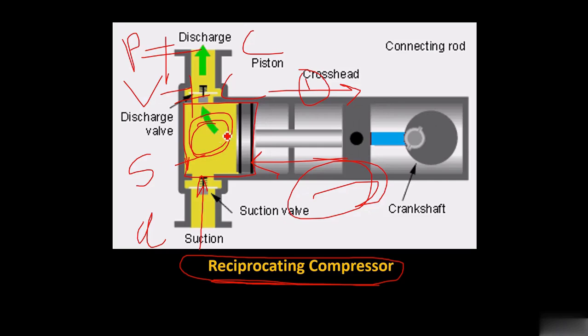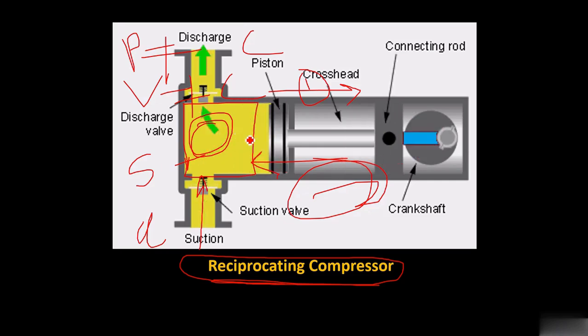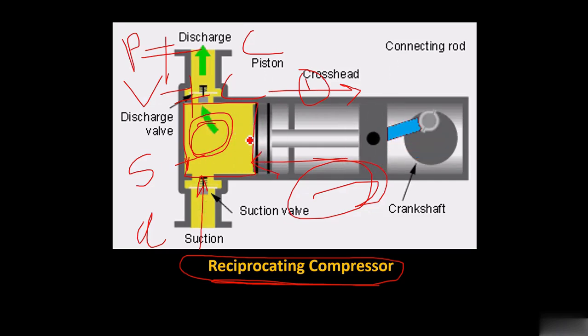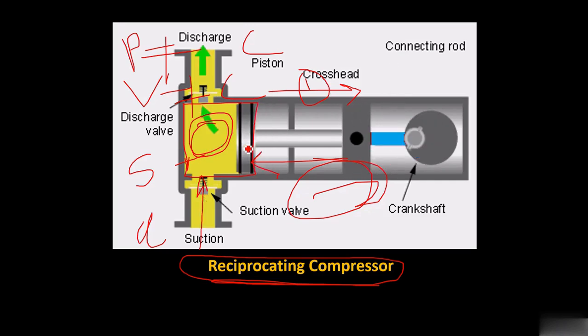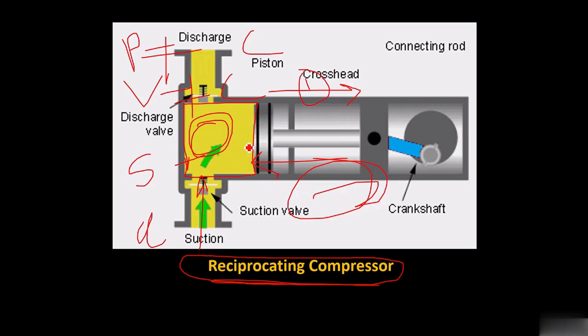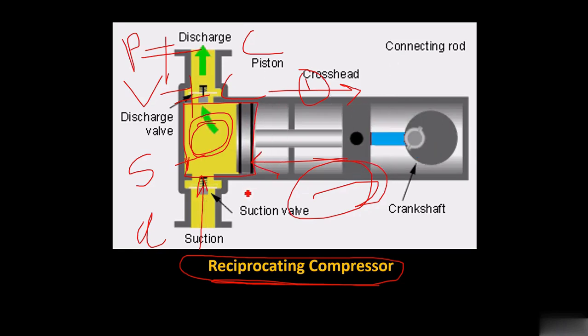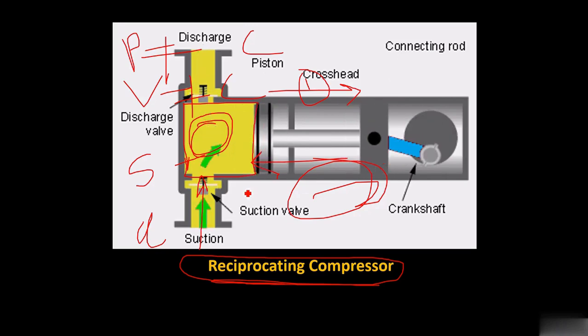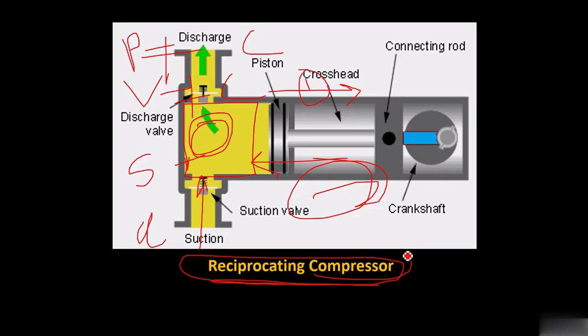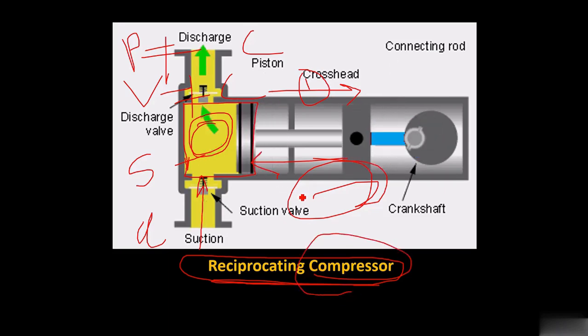Hence, due to the change in volume, that is a reduction in volume and an increase in pressure, that is called compression. Okay, this phenomenon is called compression. On this phenomenon, the machine works. That machine is called a compressor.